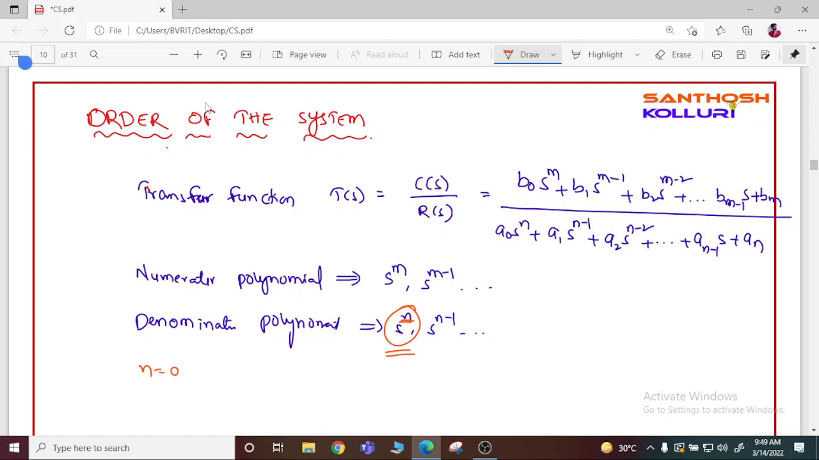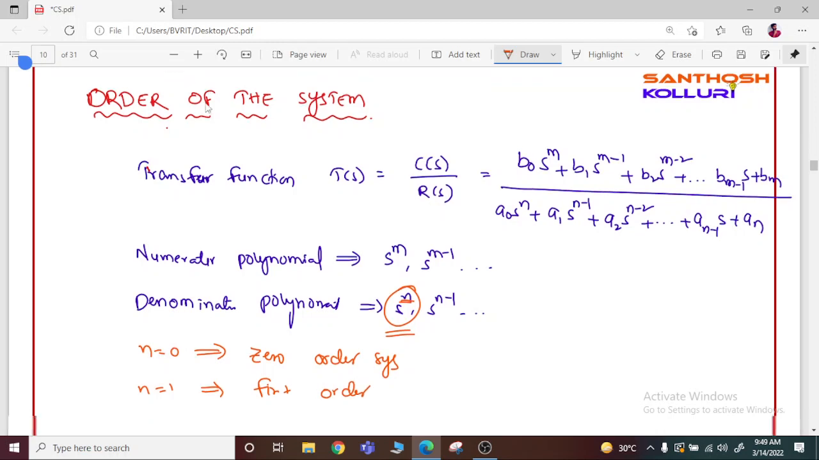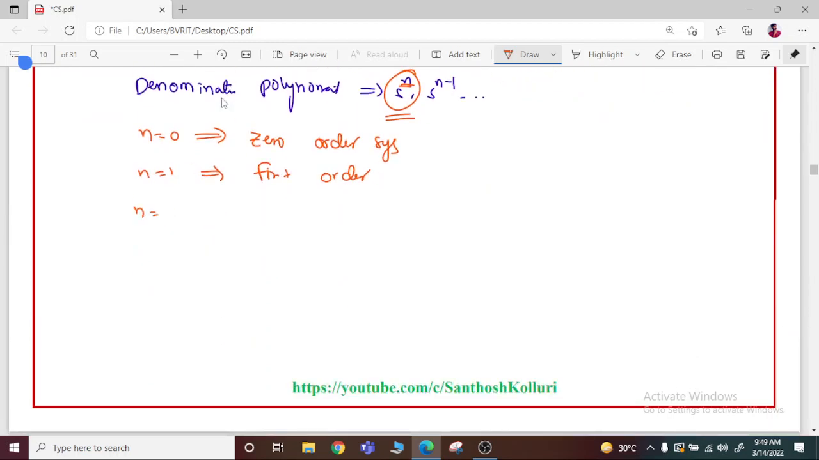For example, if n is equal to 0, then the system is called a zero order system. If n is equal to 1, then the system is called a first order system. And similarly, if n is equal to 2, then the system is called a second order system, and so on. So the maximum power of the denominator polynomial represents the order of the system.